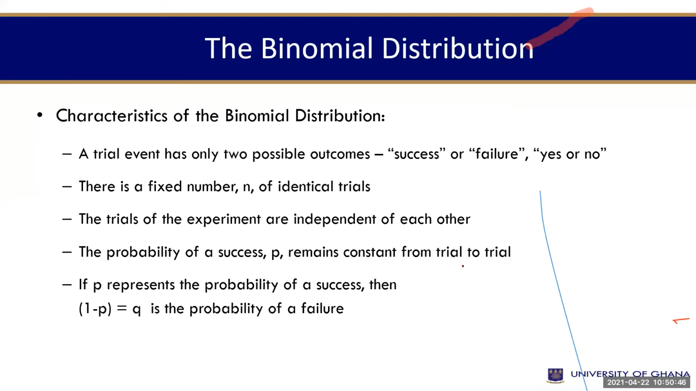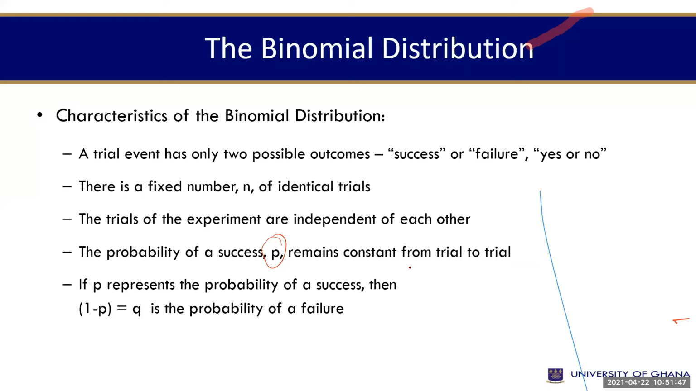So what are the characteristics of binomial distribution, just by summarizing its implication? As we said, a trial event has only two possible outcomes, success or failure, or yes or no. There is a fixed number of n identical trials. The trials of the experiment are independent of each other. Each trial is mutually exclusive from the other. Whatever will happen in the second trial has nothing to do with what will happen in the third trial, and so on and so forth. Then the probability of success, which we define as P, also remains constant from trial to trial. For the number of times that you bid for a contract, your success is you get a contract, and it doesn't matter how many biddings you have. For some contractors, they always win a contract from a bidding process.